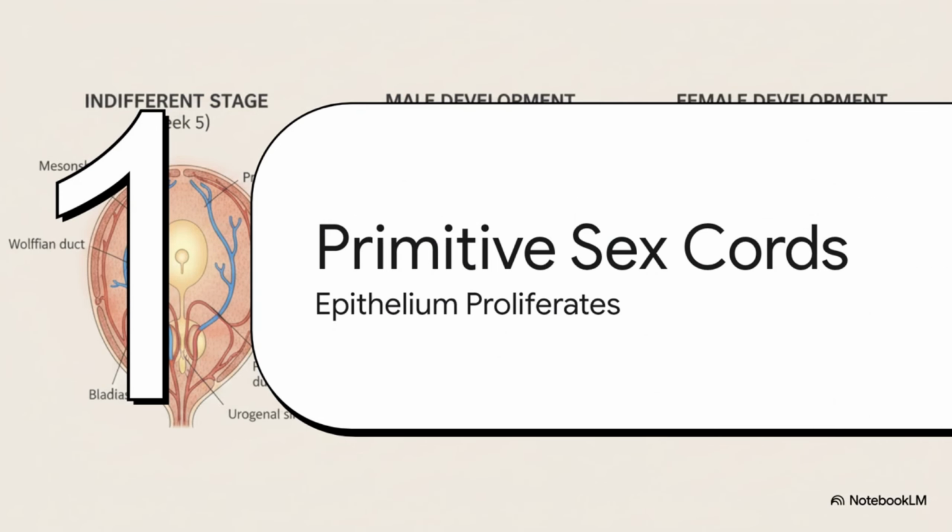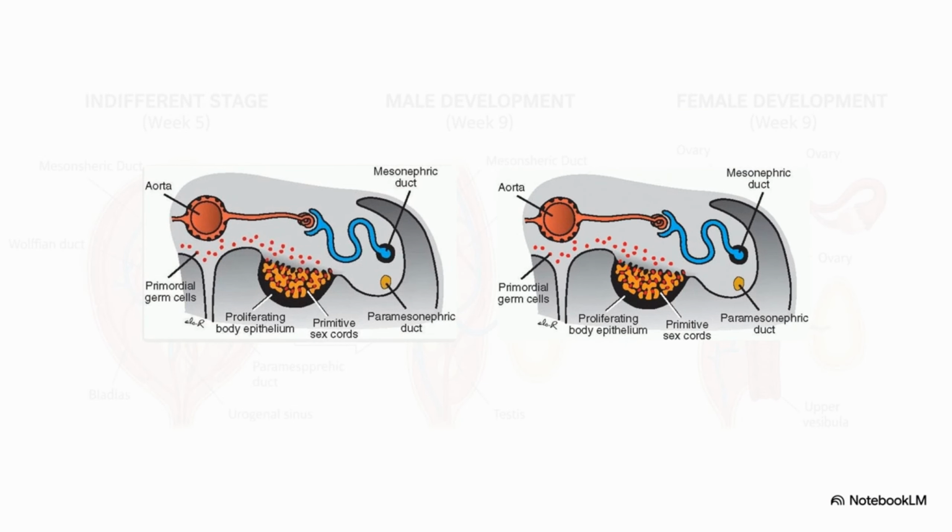Moving to part 4, primitive sex cords. Let's look at what's physically happening in the genital ridge right around the time those germ cells are showing up and genetic determination is kicking in. The surface epithelium of the ridge starts proliferating like crazy. These cells literally dive down, penetrating the underlying mesenchyme. You see those darker orange clusters? Those form these irregular shapes we call the primitive sex cords.